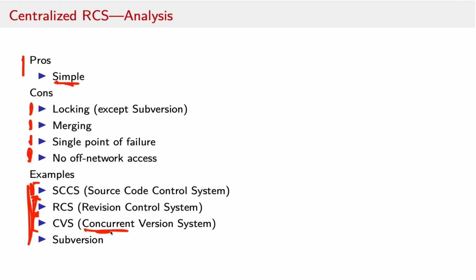That's where the concurrent idea came from. And then Subversion, that some of you might have encountered here at Taylor, also a centralized revision control system. It's a little bit more modern than these others, and as I've noted here, Subversion doesn't suffer from that issue of locking down files such that only one developer can make changes to them at a time. But it's still subject to these other issues that are just part and parcel of using a centralized RCS.